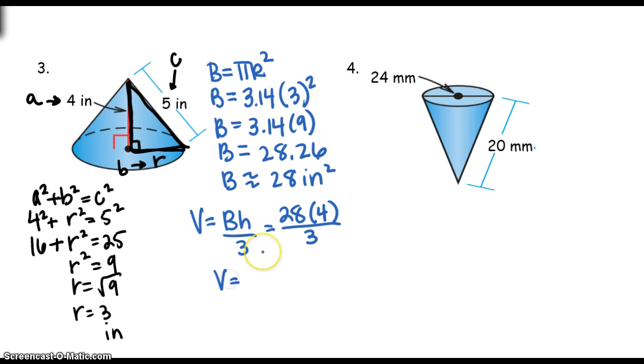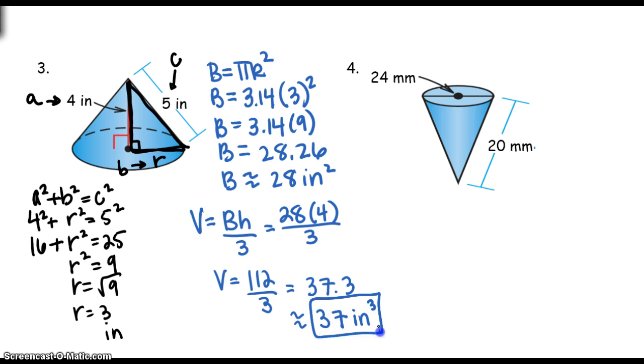So then the next thing we're going to do is 28 times 4. And 28 times 4 is 112, and we divide that by 3. And then 112 divided by 3 in the calculator gives us a decimal, and it's about 37.3. So if it's 37.3, then this is going to round to about 37, not 38, about 37 inches cubed, just like that.